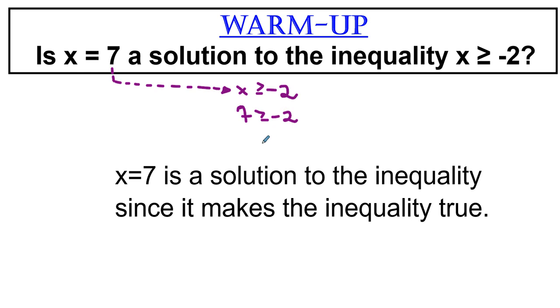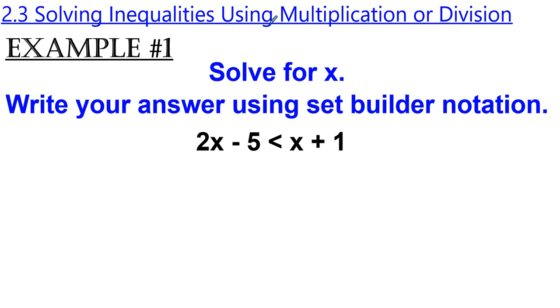So if you got a false statement, let's say our inequality over here was a positive 12, then 7 is not greater than or equal to 12, so I would say x equals 7 is not a solution to the inequality since it does not make the inequality true. So just in case you run into anything like that in your assignment. But in this instance, we got a true statement, so x equals 7 is a solution to the inequality.